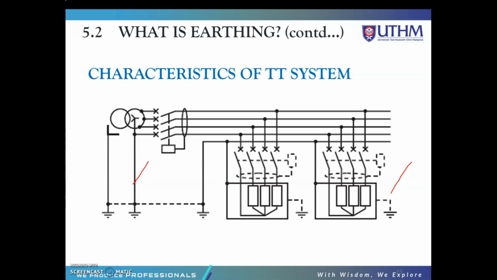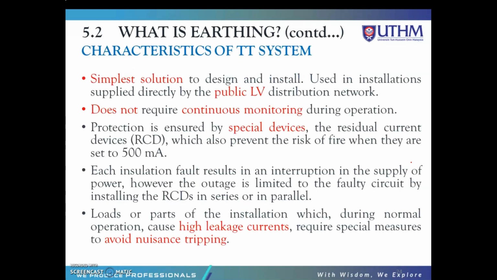Loads or parts of the installation which during normal operation cause high leakage currents require special measures to avoid nuisance tripping. Basically TT is mainly for consumer power supplies. For instance, networks with outdoor overhead supply via a star connected power transformer, private substations, building protection lines, and also installations where the continuity of a circuit is uncertain, for example work sites or old installations. This is the explanation of the application of the TT system.